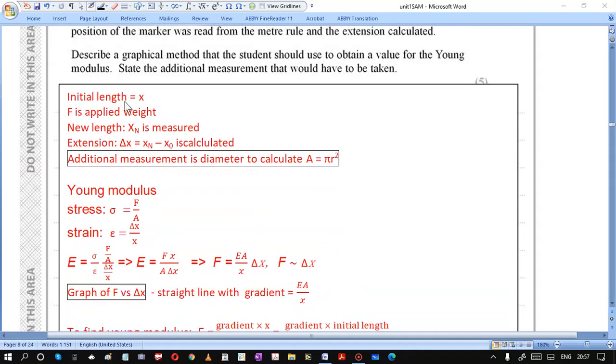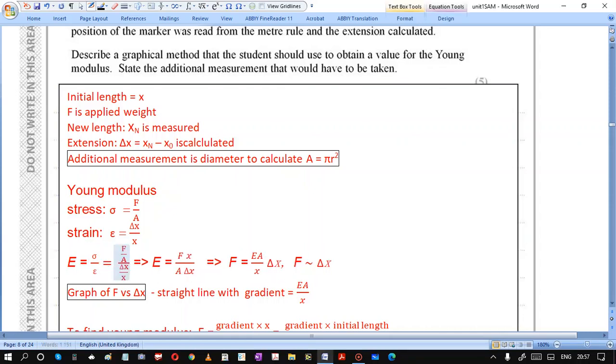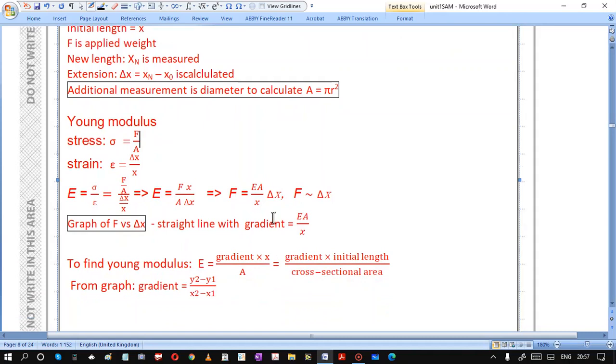So initial length x, F is the applied weight, new length gives the extension, and the additional measurement is the diameter. For the Young modulus, here we have the expressions for stress and strain, and here we have the formula. After substituting these expressions, we get that the weight is proportional to extension, and from the gradient we can find the Young modulus. But for sure we need the cross-sectional area, and for this we need to measure the diameter.